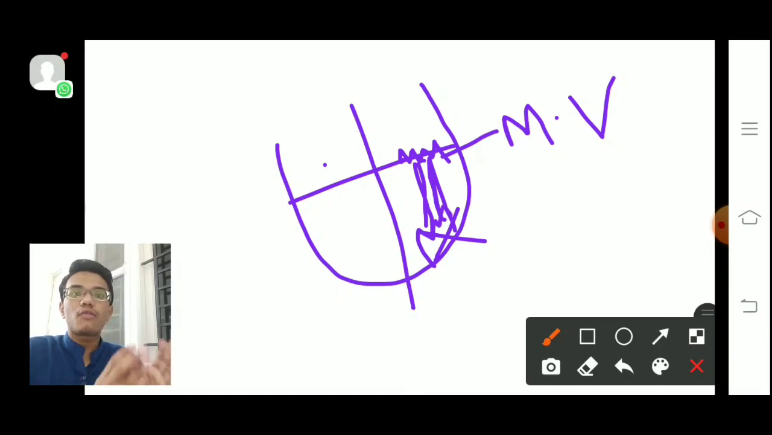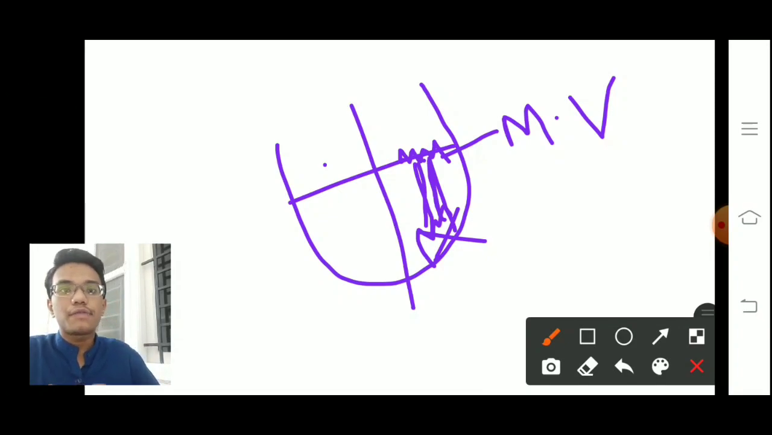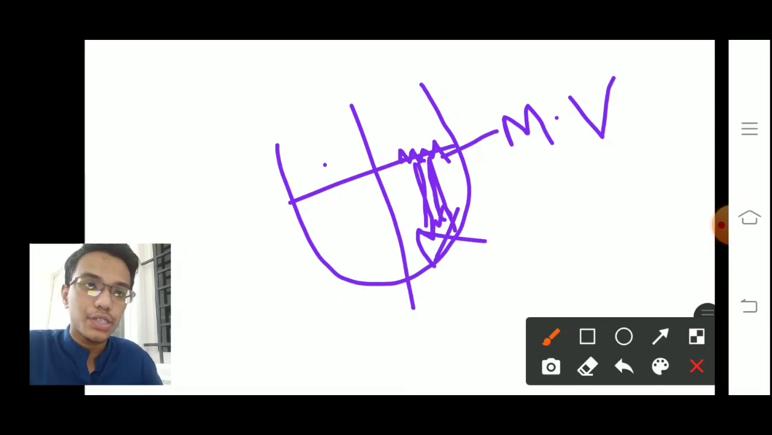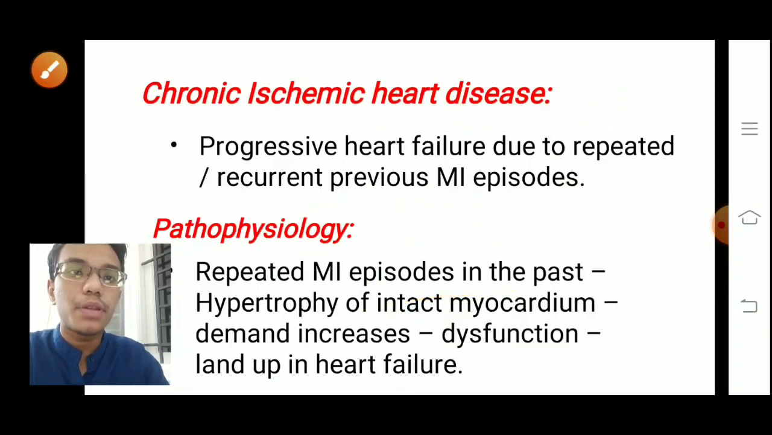So if the ventricular wall is ruptured, then what happens? It may lead to cardiac tamponade. If the interventricular septum gets breached, then right to left shunting or left to right shunting will occur depending upon the pressure gradient. And if the papillary muscles get ruptured, then mitral valve insufficiency occurs that leads to mitral regurgitation. Okay, so these complications get completed.